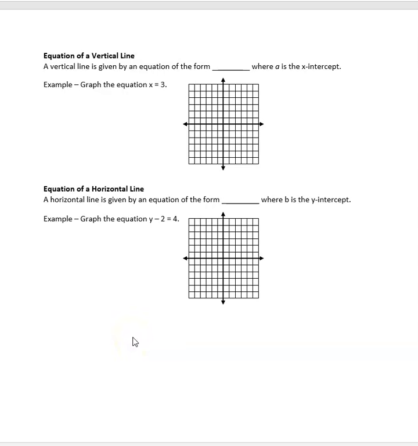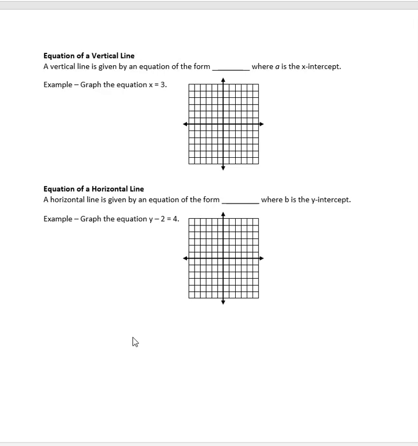In our previous videos and examples, our equations in two variables have had both an x variable and a y variable. However, we're going to find that there are two specific examples that are exceptions to this rule, and those are lines that represent both vertical and horizontal lines.